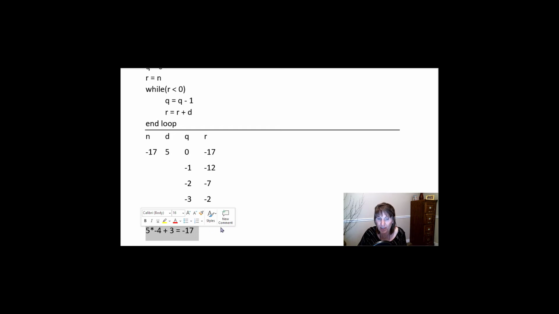Now notice how that is not intuitive. The quotient actually makes the result smaller, but then we add the remainder to it. And then we're able to verify it with this same formula. And that's how you do integer division when the number is negative.